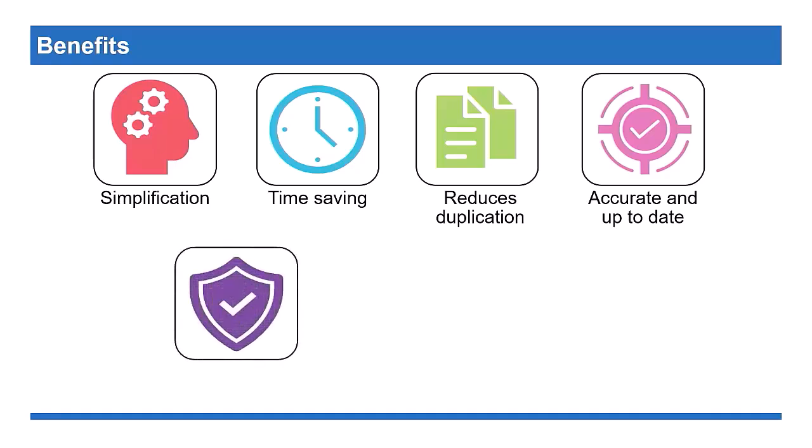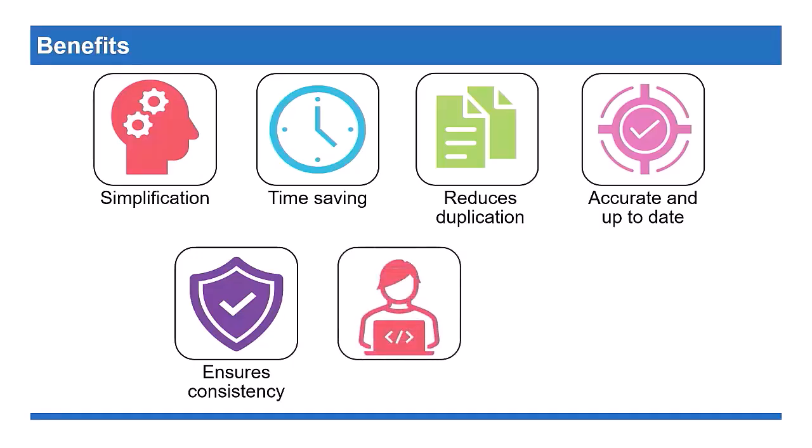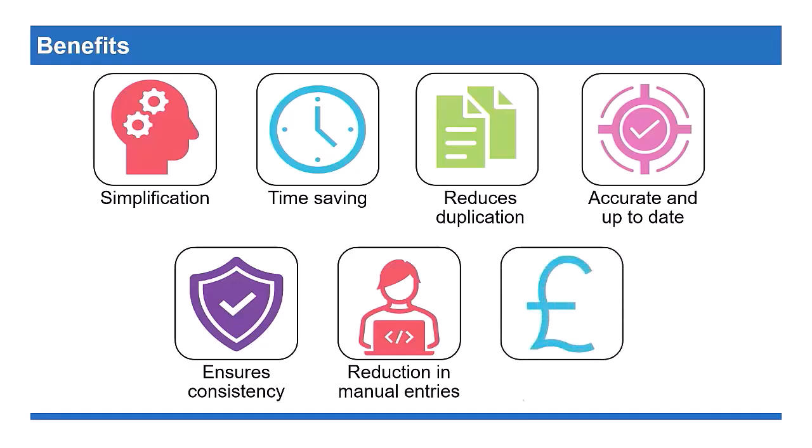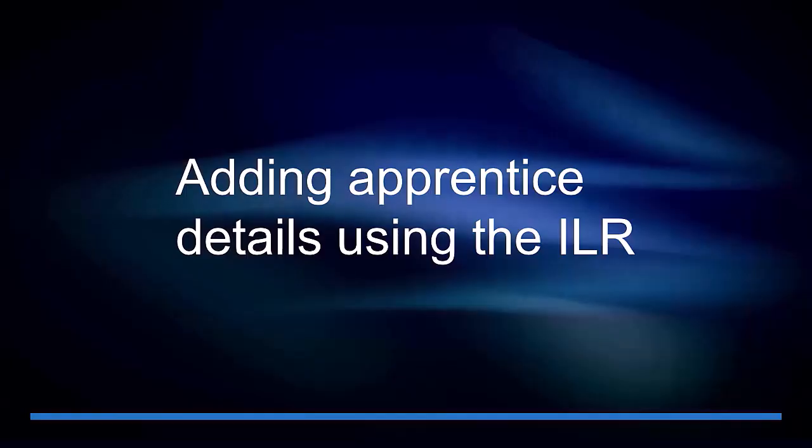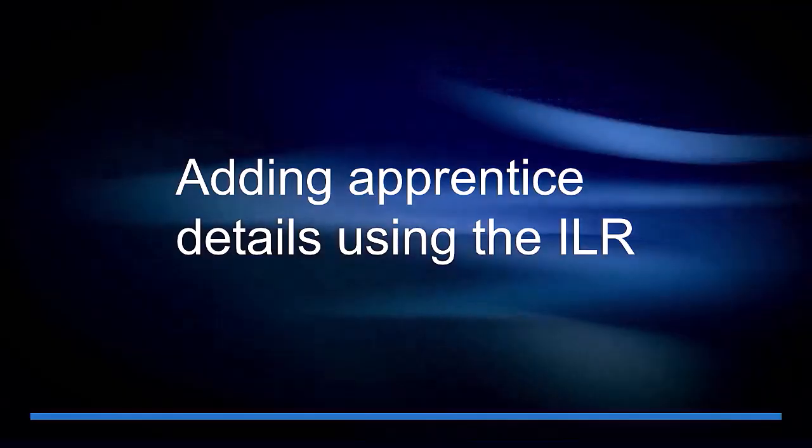Ensures consistency. Ensures that your data is aligned with your ILR submissions across all platforms, saving time and reducing data locks. Reduction in manual entries. Uploading new apprentice details via your ILR eliminates the need to manually input data into the apprenticeship service, thus reducing input errors, which can lead to data locks and delays in payments to you. And finally, it allows for quicker payments to be released, as data locks should be reduced when using this new feature. Okay, now we will demonstrate the new journey for you.